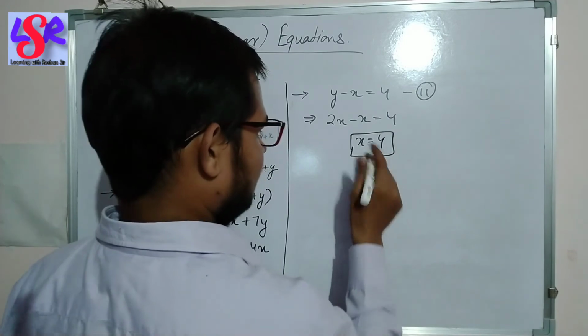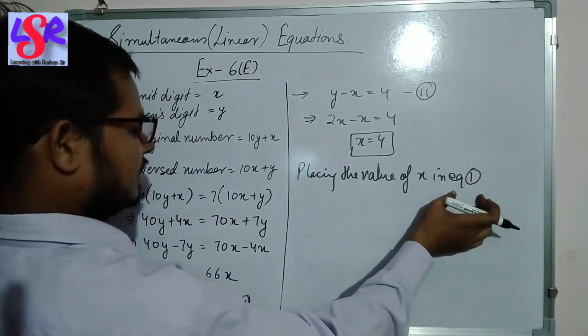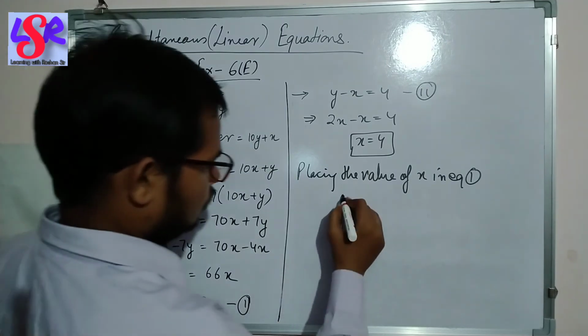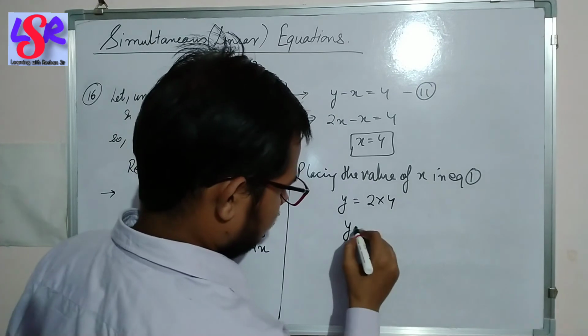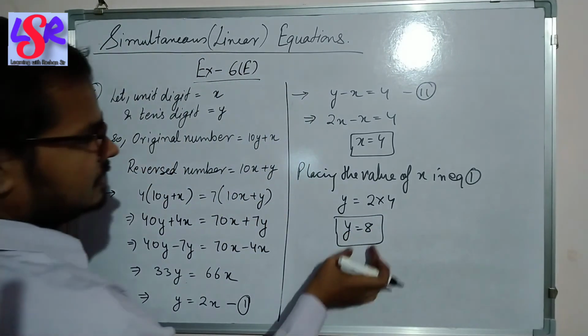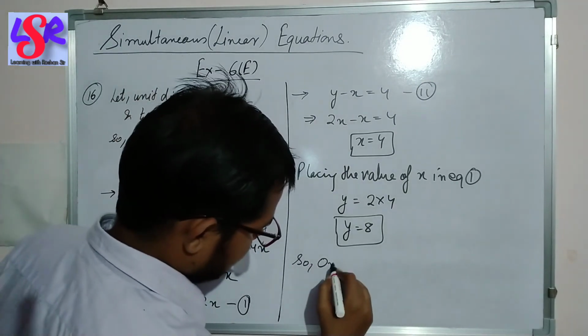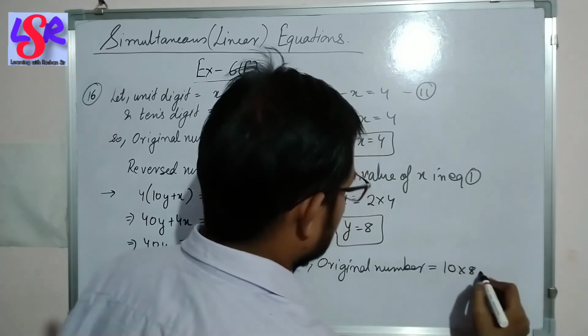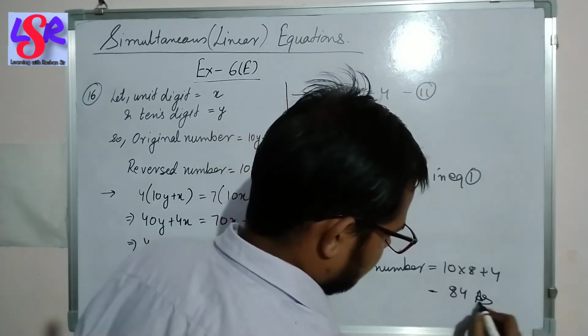Then placing the value of x in equation number 1, we get y equals 2 into 4, that is y equals 8. Then we are going to place these two values in the original number. So the original number is 10 into 8 plus 4, that is 84 as the answer.